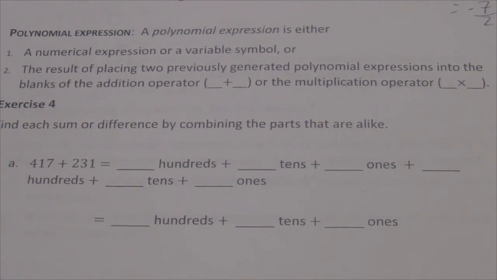Okay. So a polynomial expression is either a numerical expression or a variable symbol, or the result of placing two previously generated polynomial expressions into the blank of the addition operator, plus, or the multiplication operator, times.